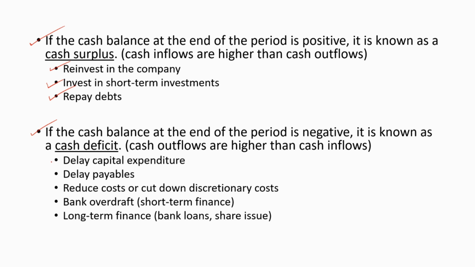When there is a potential cash deficit, the following options can be exercised by the company. Delay the capital expenditure. Delay payables. Reduce costs or cut down discretionary costs. Bank overdraft. Bank overdraft is a short-term finance method. If they want, they can go for a long-term finance. Most common long-term finances are bank loans or share issue.